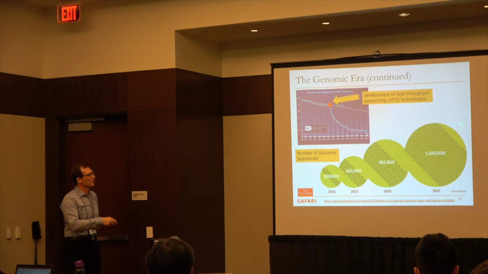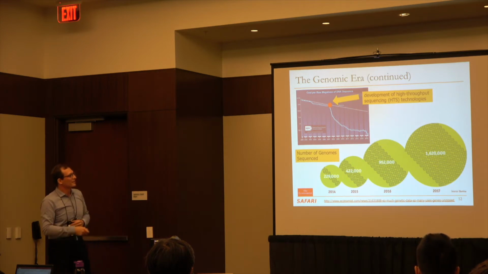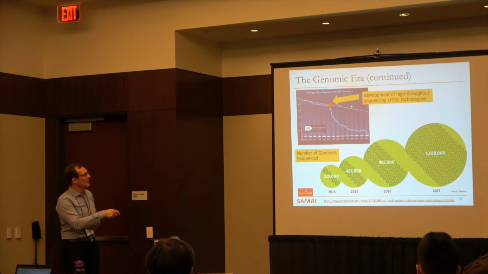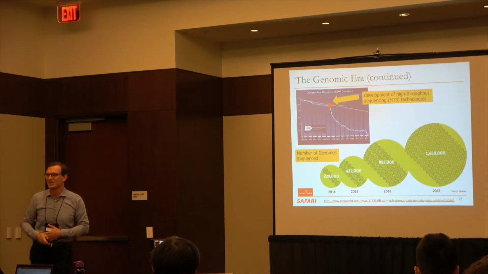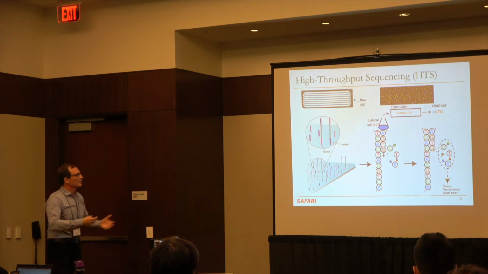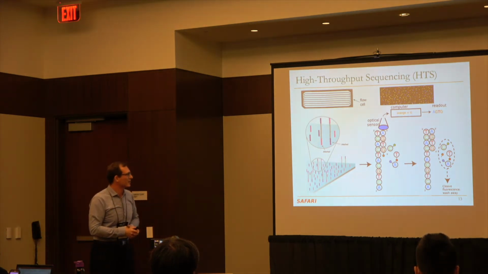Basically, we'll have a huge problem processing these genomes. I believe, if you think about these two curves, we'll probably be able to sequence more genomes than we can process with the technologies. So what is high throughput sequencing? I'm going to go through this relatively quickly again.